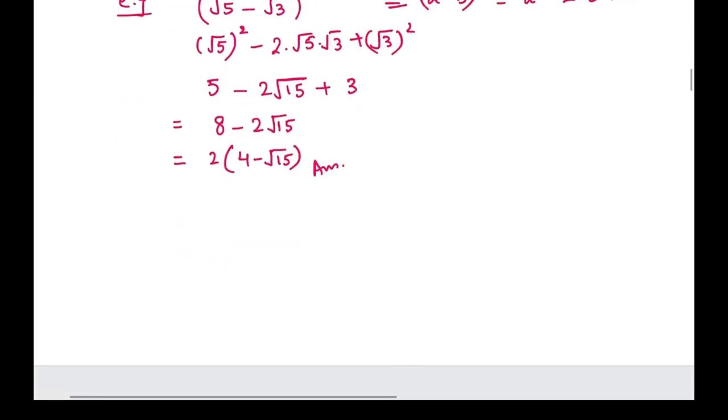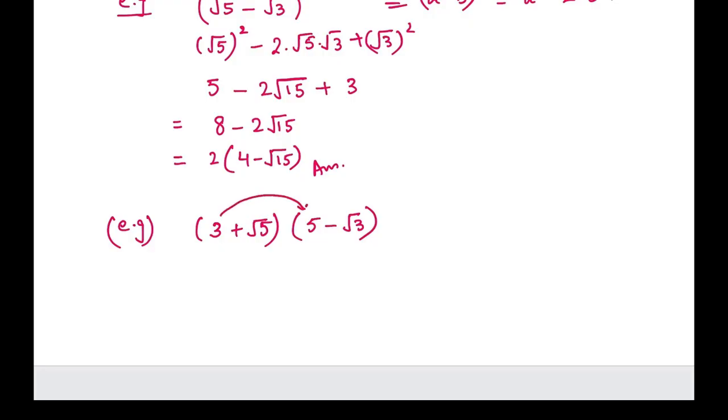So let's do one last question. Let us suppose you have one number and another is a surd. So 3 plus root 5, and another one is 5 minus root 3, right? These are two separate different brackets. Again, number times number, so you're going to expand it the same way.